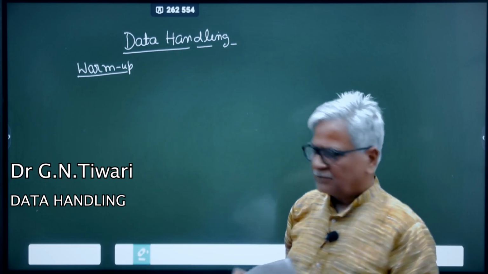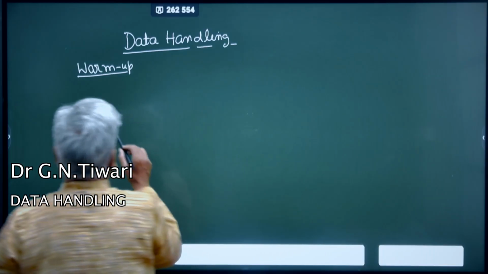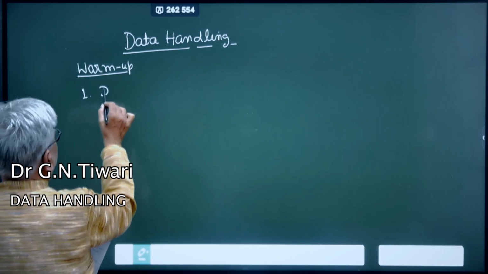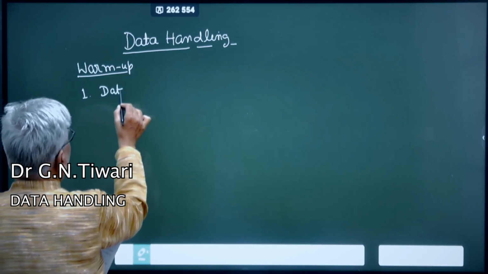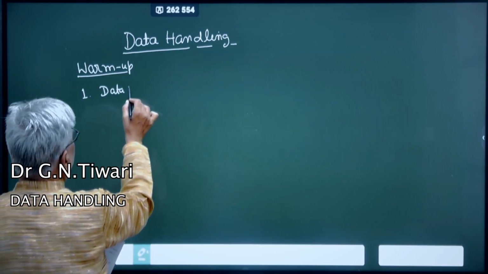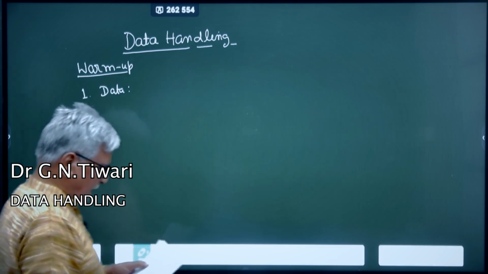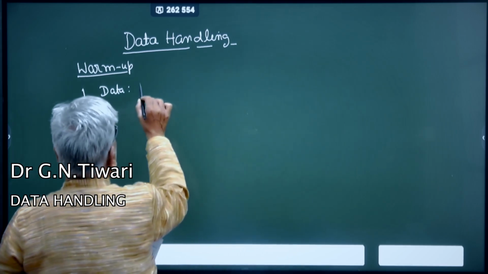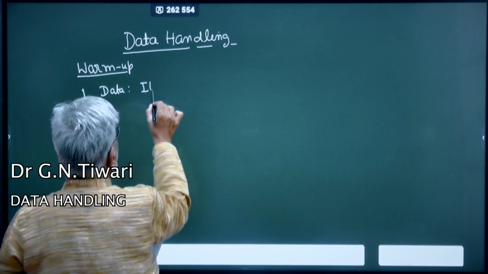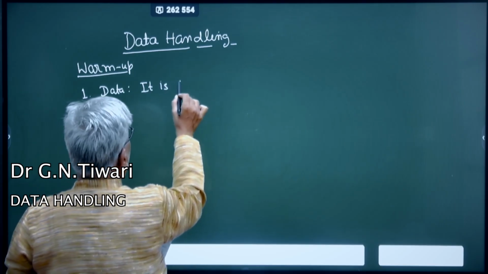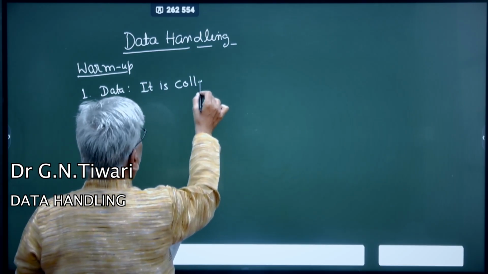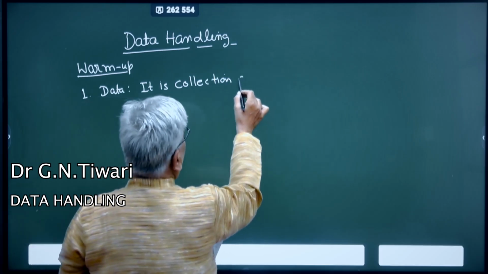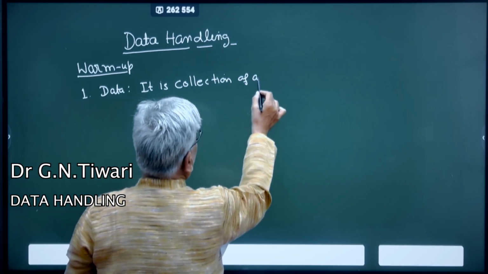For example, what is the meaning of data? Data. Actually, it is a collection of the information. It is a collection of any information.